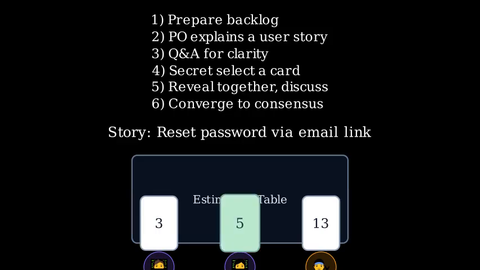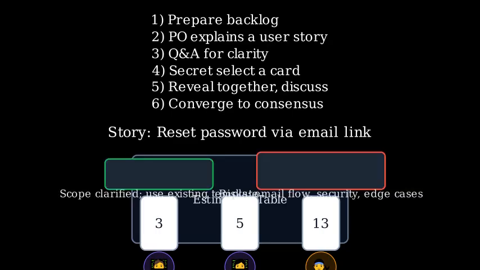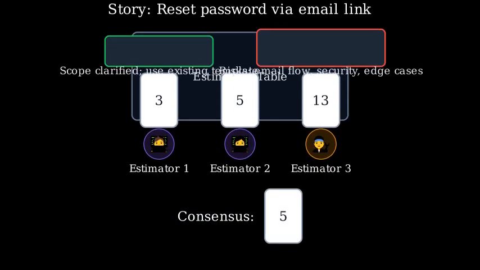Now, reveal together. Estimator 1 shows 3. Estimator 2 shows 5. Estimator 3 shows 13. We discuss. The person with 13 explains the risks, maybe email deliverability and security, and the person with 3 explains why they think it is small. After clarifying scope and assumptions, the team re-estimates. After a second round, the team converges on a final estimate of 5 story points. That is the planning poker outcome for this story.